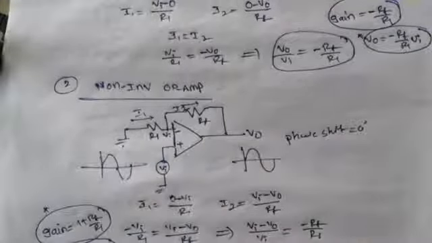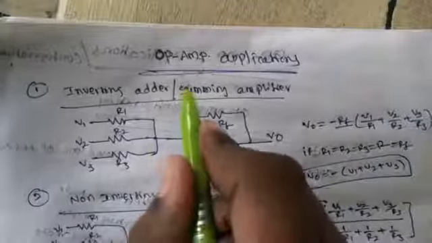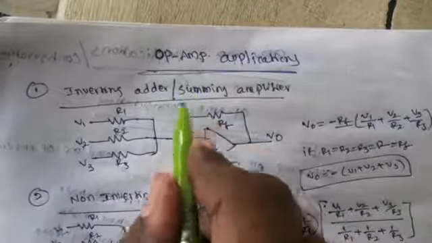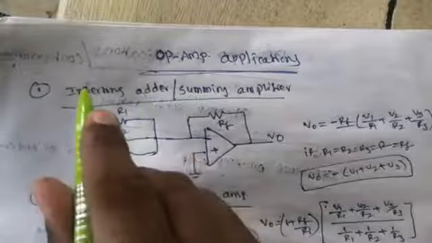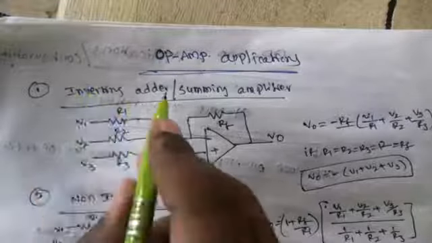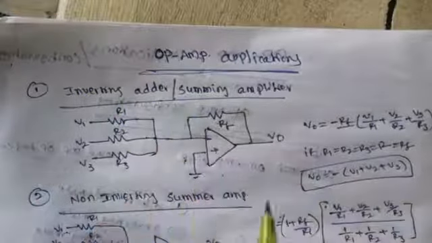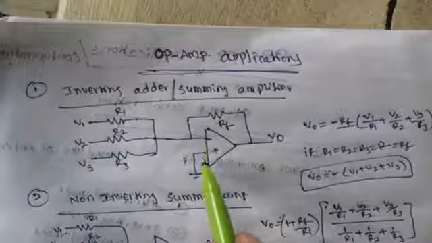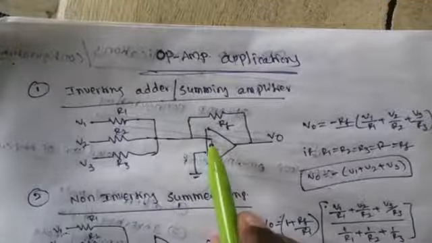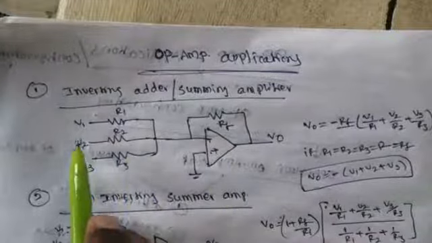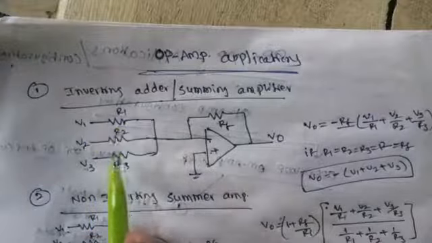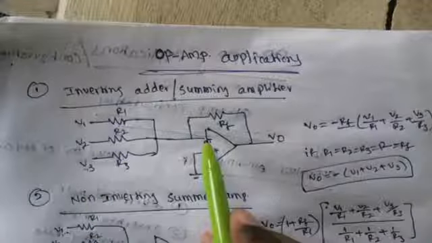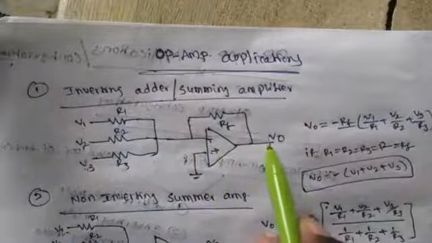Now we will discuss operational amplifier applications. First, we will discuss the inverting adder or summer. In inverting mode, the operational amplifier is used as an adder circuit; adder and summer are the same. We take the operational amplifier with the non-inverting terminal grounded, and at the inverting terminal we apply 3 different inputs V1, V2, V3 with corresponding resistances R1, R2, R3. Coming to the feedback path, RF is the feedback resistance, and we define the output voltage.